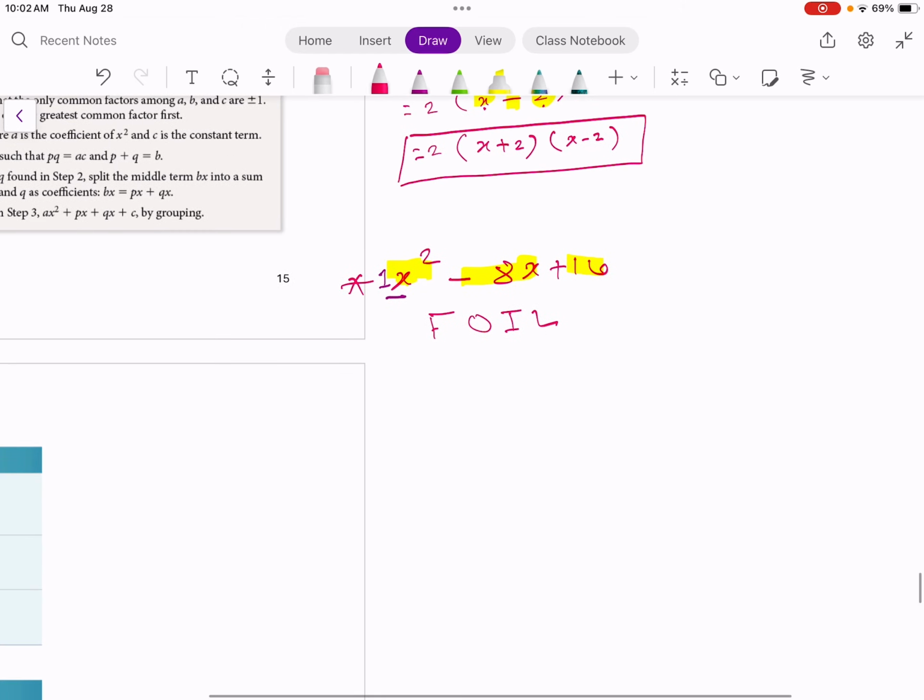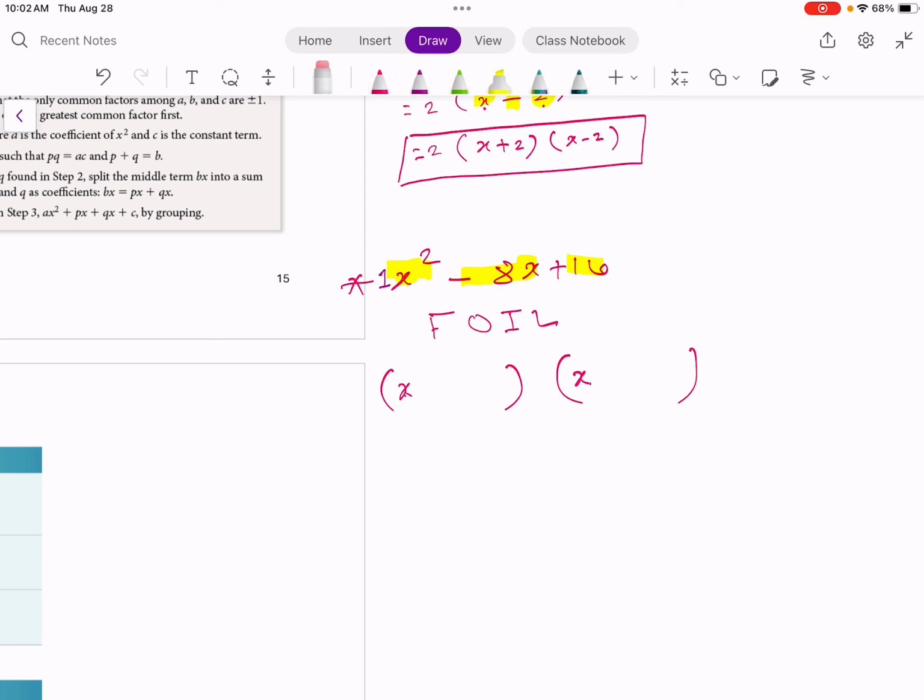Okay, so we will get two factors. Now the very first thing, we find the first terms whose product is x squared. Can you tell me the first terms whose product is x squared? It has to be x and x, right? So x times x, which is x squared. So the first terms are x and x. Once we multiply these two first terms, we get x squared. That's what we have here.